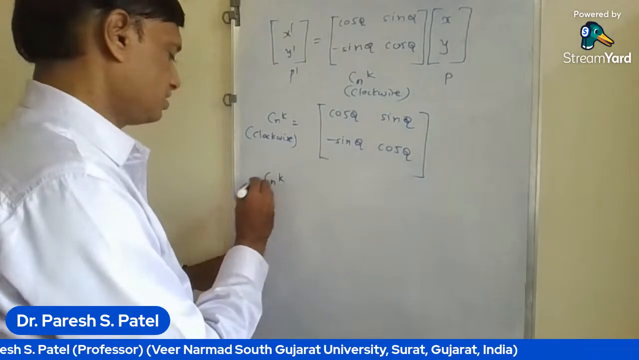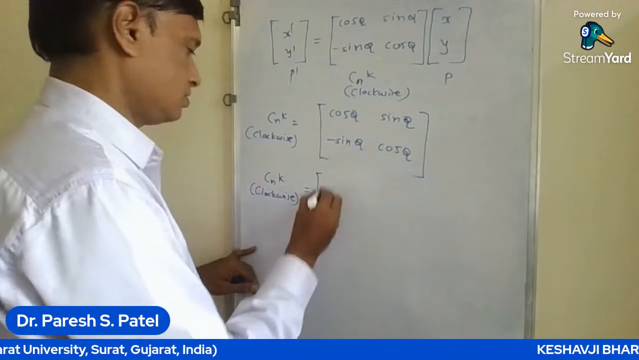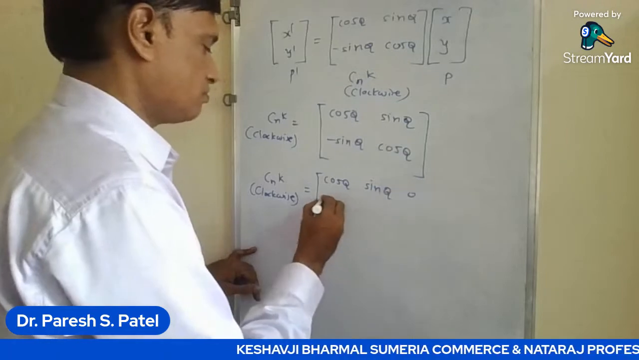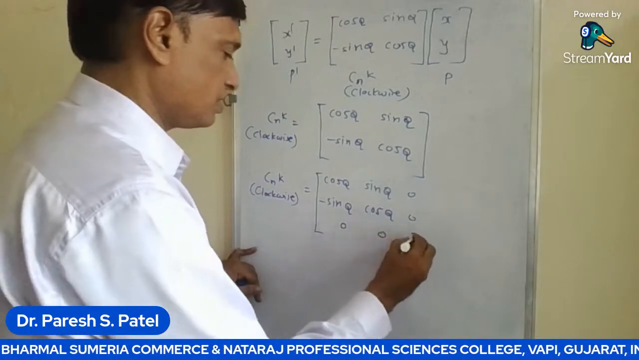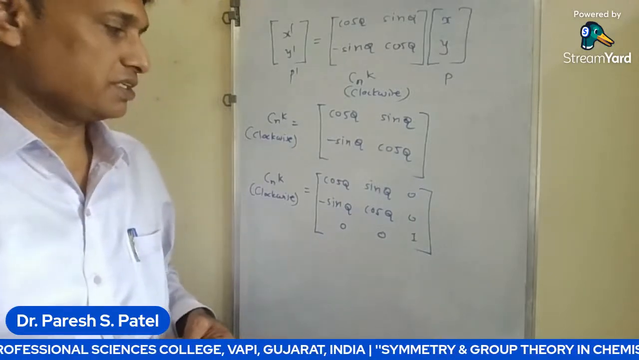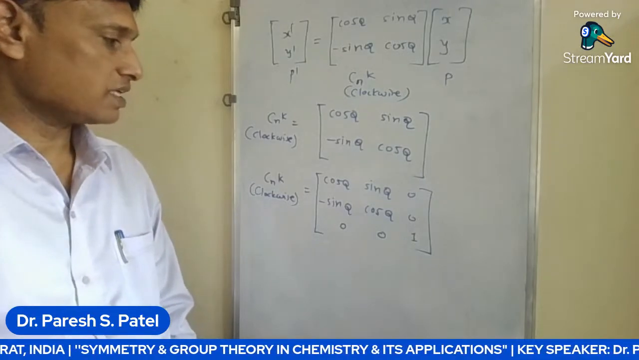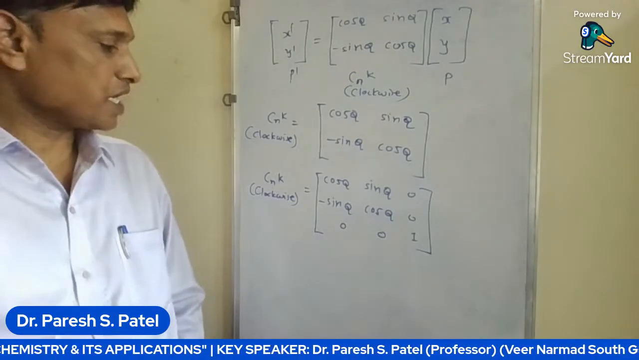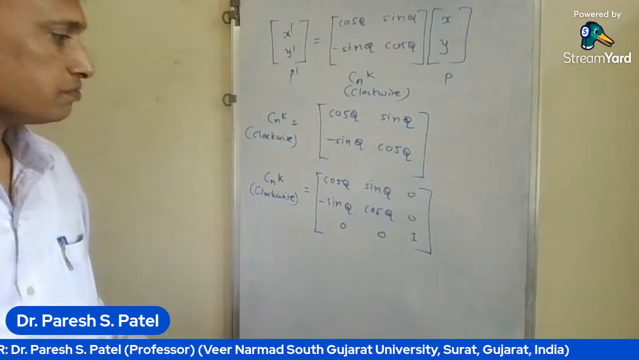So C and K clockwise: cos theta, sin theta, 0, minus sin theta, cos theta, 0, 0, 0, 1. So this is the matrix representation for clockwise rotation. Now if we put the value theta equal to the rotational axis of symmetry, we get the matrix representations for the clockwise. So these are the two derivations for the proper rotation, either anti-clockwise or clockwise.